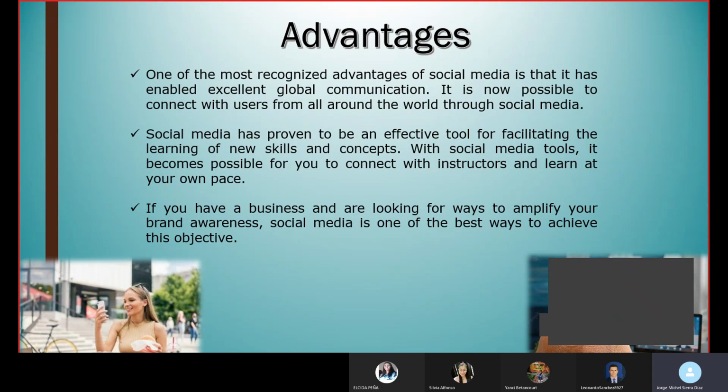Besides getting the latest updates on trending topics, sharing your creativity and interacting with people with similar interests or similar values.